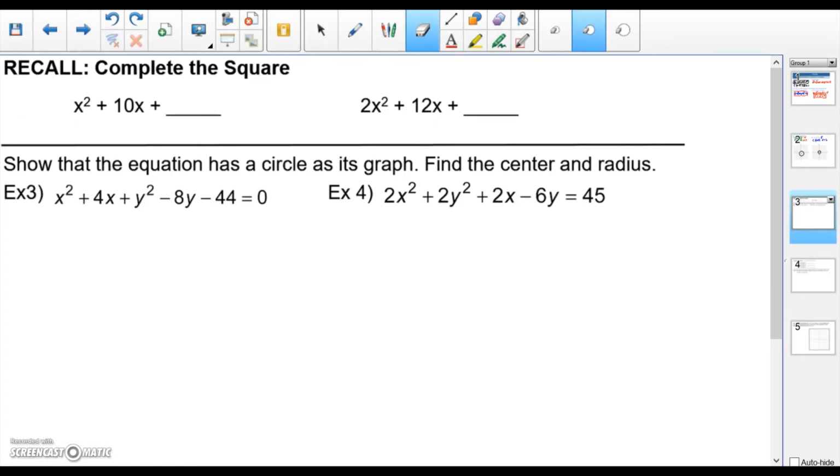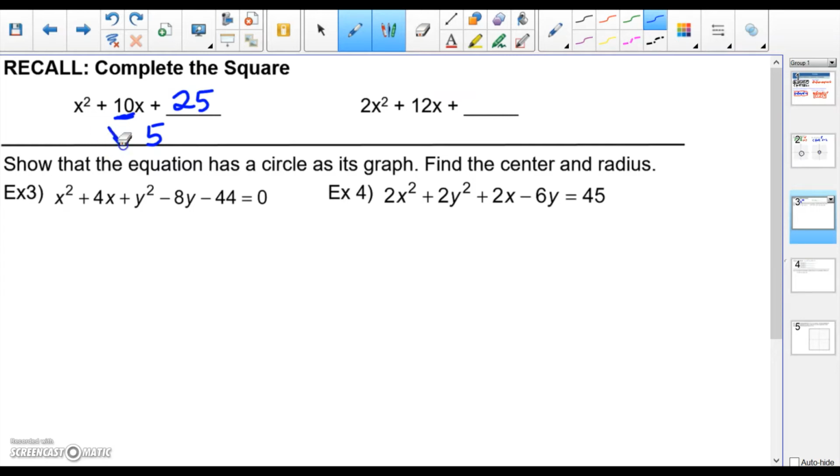Recall completing the square. Back in algebra class, algebra 1, we learned how to fill in this blank here: x squared plus 10x plus blank. We want to complete the square, and the process was take this number right here, cut it in half, that's 5, and then square that number, and that's what goes in the blank. What we've just done is we've completed the square. If you think about factoring, x squared plus 10x plus 25 factors into (x plus 5)(x plus 5), or (x plus 5) squared. There is your square. That's going to help us because that's part of the circle formula. So completing the square is going to be a big deal in this section.